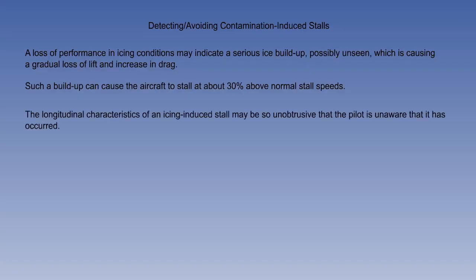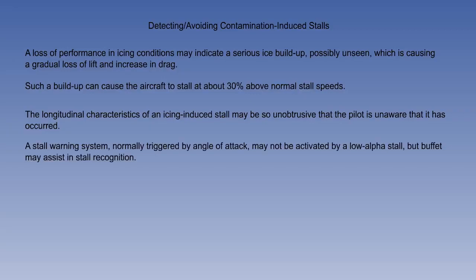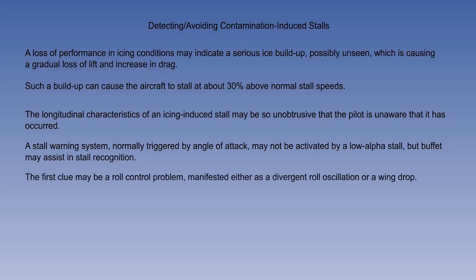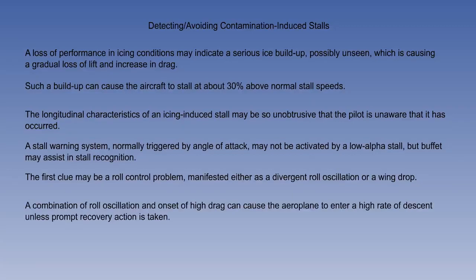The longitudinal characteristics of an icing-induced stall may be so unobtrusive that the pilot is unaware that it has occurred. A stall warning system, normally triggered by angle of attack, may not be activated by a low alpha stall, but buffet may assist in stall recognition. The first clue may be a roll control problem, manifested either as a divergent roll oscillation or a wing drop. A combination of roll oscillation and onset of high drag can cause the aeroplane to enter a high rate of descent unless prompt recovery action is taken.